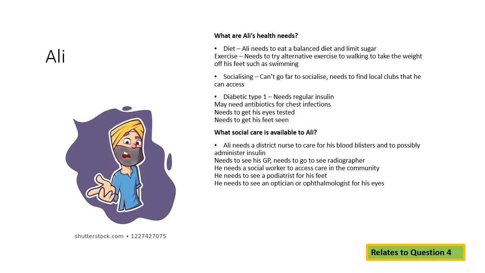Social care available to Ali, so he needs a district nurse to care for his blood blisters and to possibly administer his insulin. He needs to see his GP. He needs to go and see a radiographer for his x-ray. He needs a social worker to access care in the community. He needs to see a podiatrist for his feet. And he needs to see an optician for his eyes, to get his eyes checked.